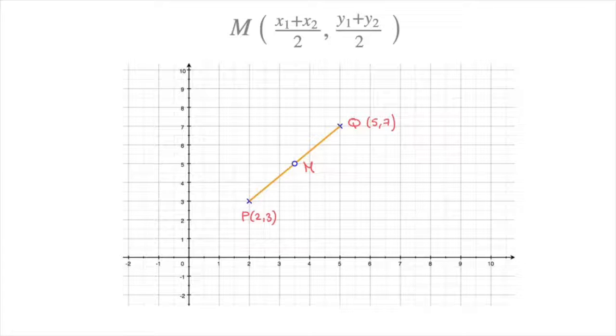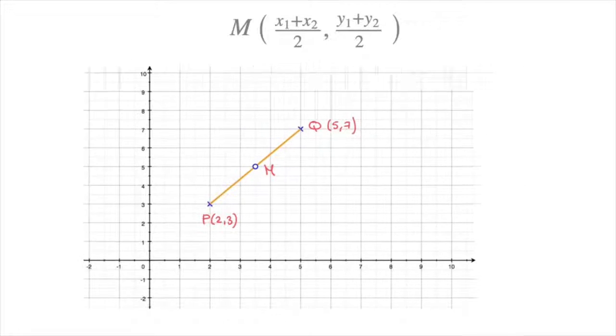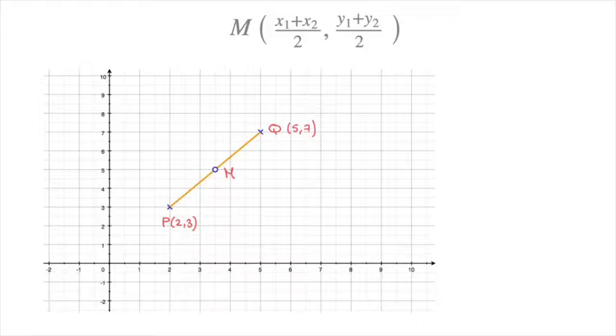So let's go ahead and calculate. I'll just move this diagram to the side, like so, and that way I have a bit of space. M will have coordinates (2 + 5)/2, that's the average of the x-coordinates of its two endpoints, and (3 + 7)/2. That's the average of the y-coordinates of its two endpoints.